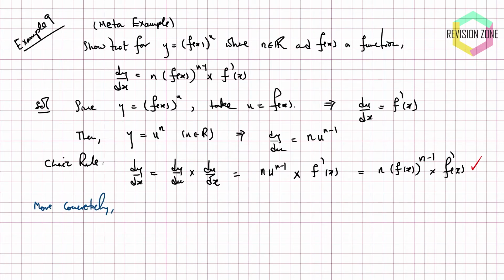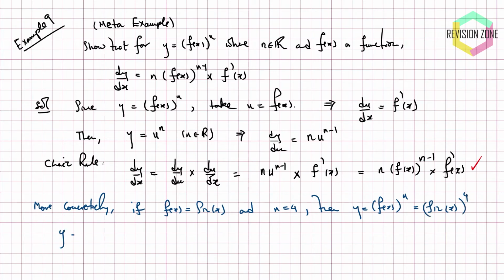if f of x was actually say sine x, and n was actually 4, then y equals f of x to the n actually becomes sine x to the power 4, which we've sort of seen repeatedly in this video, which obviously we would write as sine to the power 4 x. And let's differentiate this now using the formula we have. So what do we want to do? We want to put the n down. Our n is 4, so we put the 4 down.